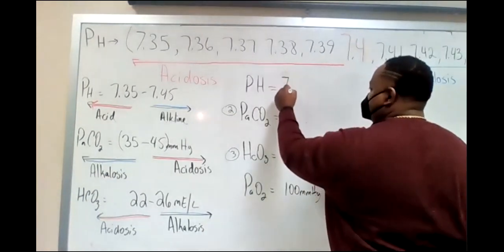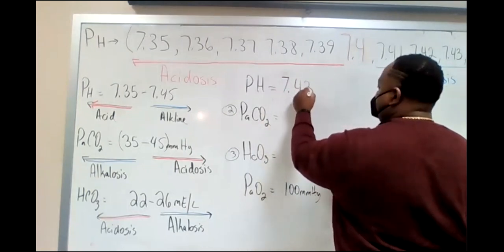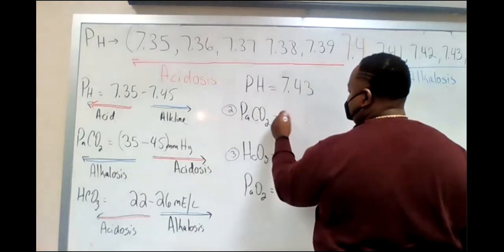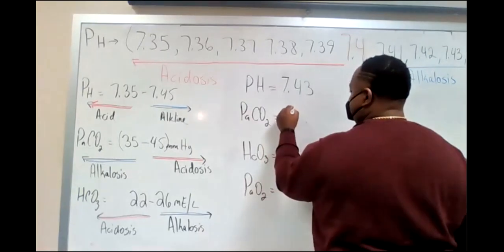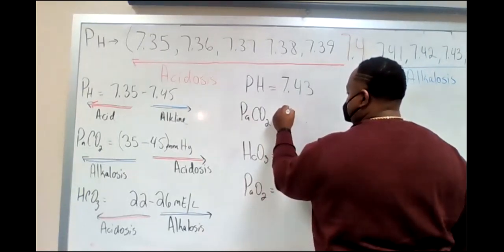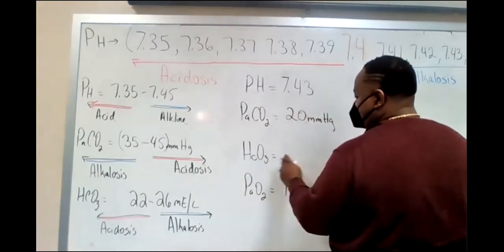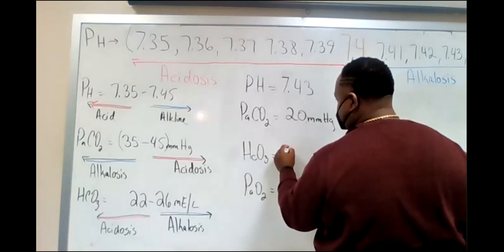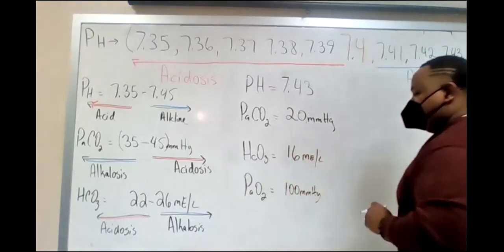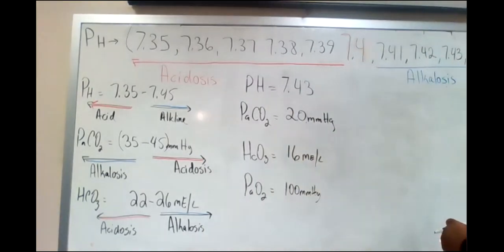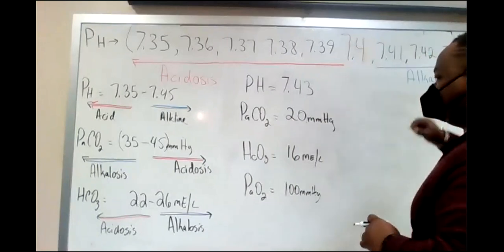A pH of 7.43, a CO2 of 20, and a bicarb of 16 milliequivalents per liter. First things first, just like we've been doing, what is pH doing?